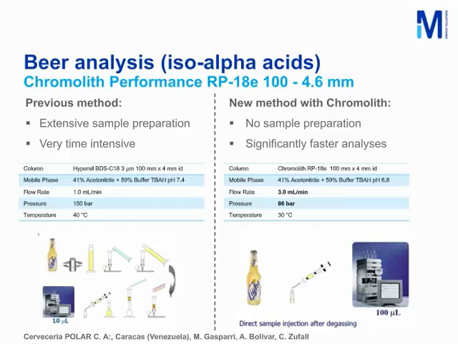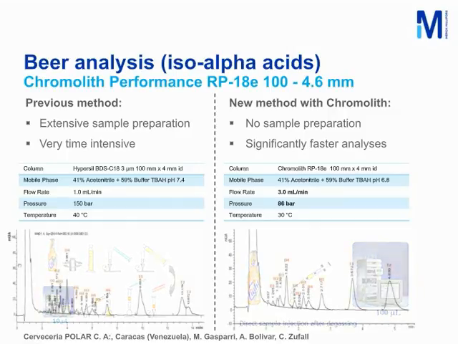Then they transferred the method to a Chromolith column. As you see in the chromatograms, each analysis now only takes 6 minutes instead of 16 minutes previously. The only sample preparation step now required is sample filtration, and the column lifetime is more than doubled.